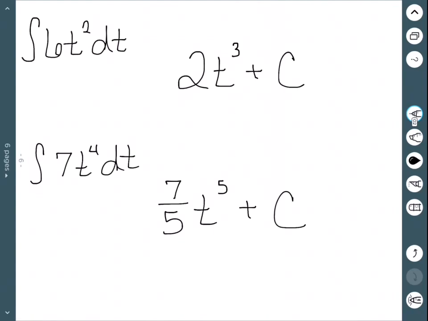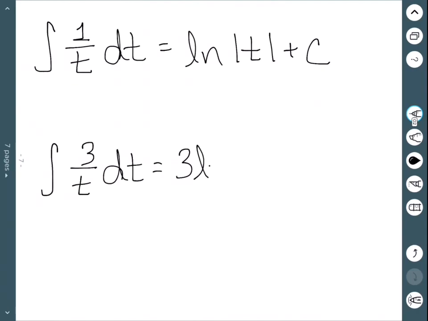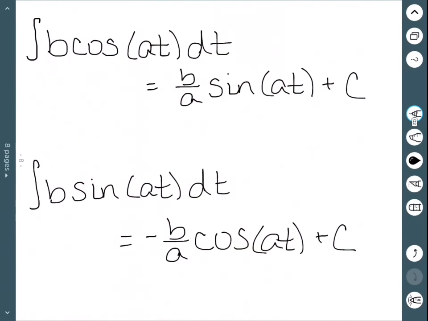But what if it is -1? The integral of 1 over t dt is ln of the absolute value of t plus c. So the integral of something like 3 over t dt would be 3 ln of the absolute value of t plus c. And it is important to have these absolute values since natural log is not defined for negative numbers.